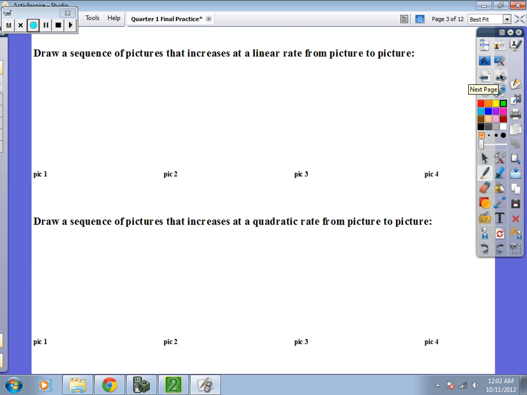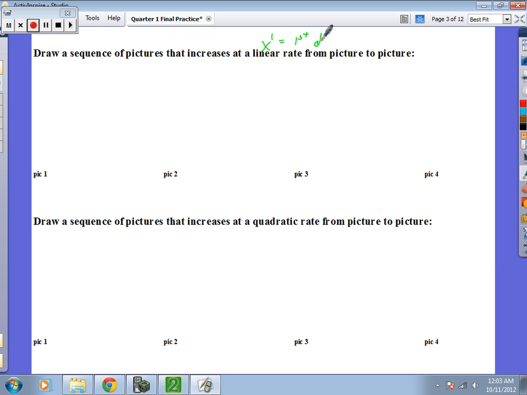Okay, draw a sequence of pictures that increases at a linear rate. Okay, a linear rate, that is x to the 1, that is the first dimension.